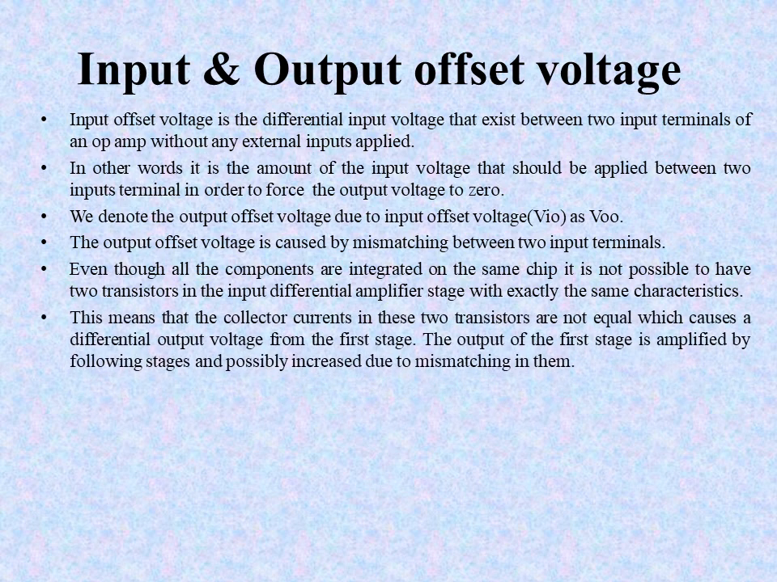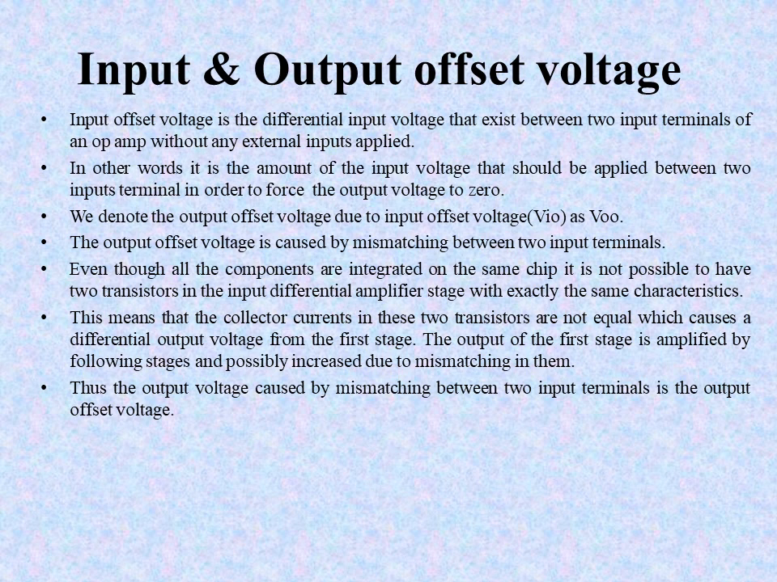This means that the collector currents in these two transistors are not equal, which causes a differential output voltage from the first stage. So if there is mismatching, a differential output voltage will appear in the first stage, and this keeps on amplifying in further stages. The output of the first stage is amplified by the following stages and possibly increased due to mismatching in them. Thus, the output voltage caused by mismatching between the two input terminals is the output offset voltage. Now we can completely understand it.